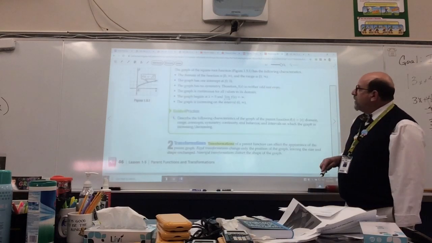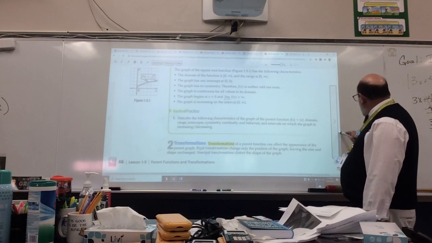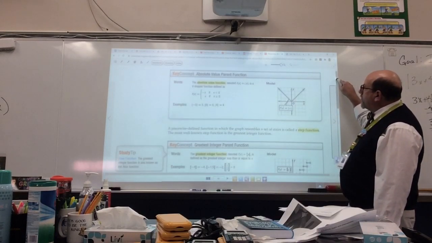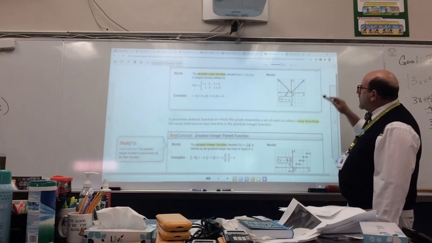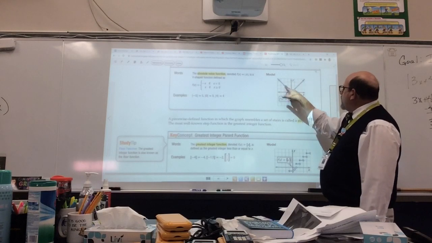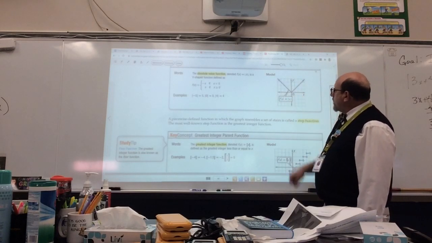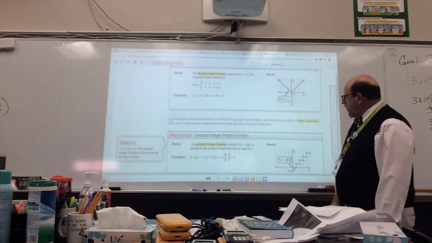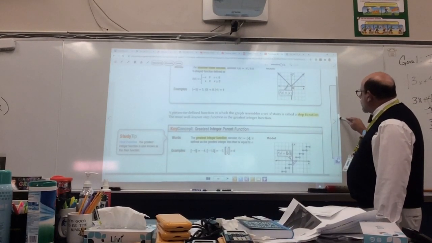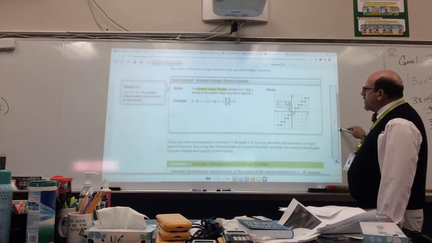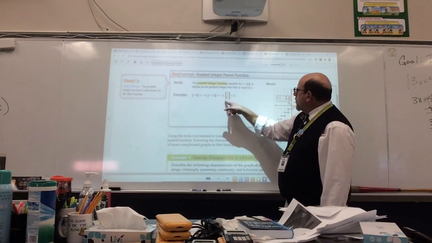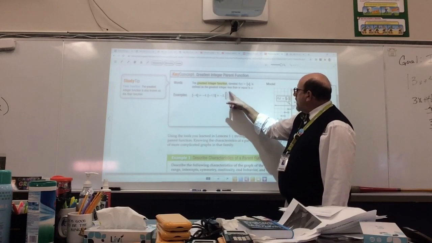The final two, if I zoom back up here, the absolute value parent function, f of x is the absolute value of x. It's our v function with a vertex at the origin. And then there was the last one, which is the one you had never seen before or probably didn't have a whole lot of work with, which is the greatest integer function with that crazy double bracket here.